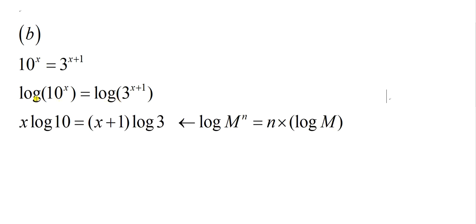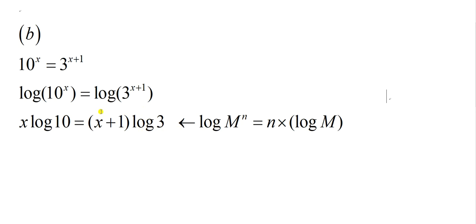If we have a log in here, you can move the index in front of log, become x times log 10 equals bracket x plus 1 times log 3. Remember, the whole index x plus 1 will follow 3. So you need to move the whole index x plus 1 in front of log. And some of you stop here because they don't know how to simplify it. You can just treat log 3 as a number only.